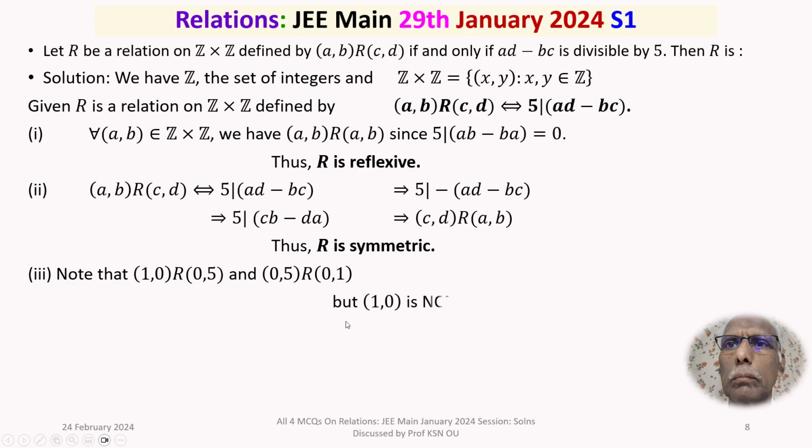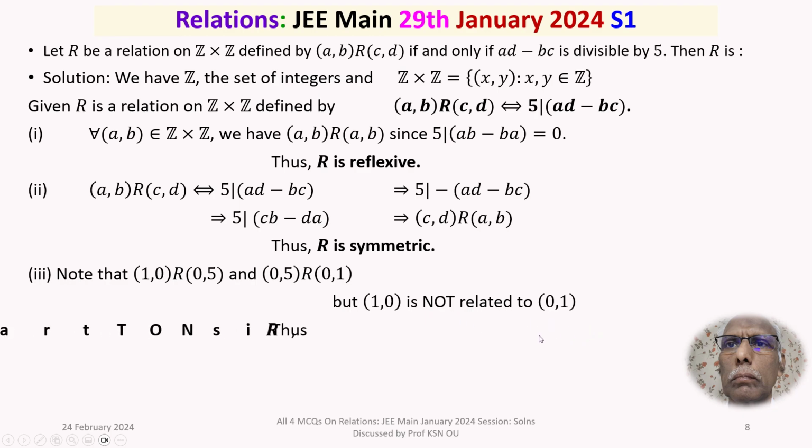But is (1, 0) related to (0, 1)? Let's see. (1, 0) is AB, (0, 1) is CD. So AD, 1 into 1, minus BC, 0 into 0. So AD minus BC is 1. Now will 5 divide 1? No. Therefore (1, 0) is not related to (0, 1).